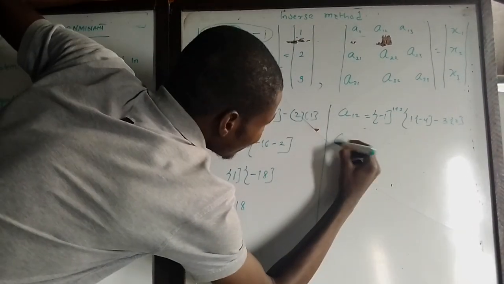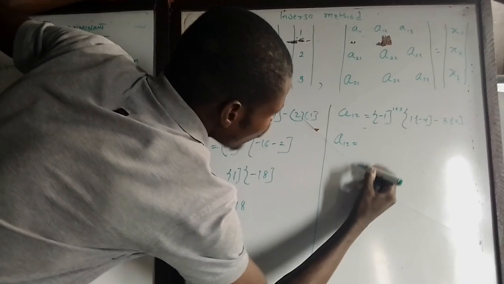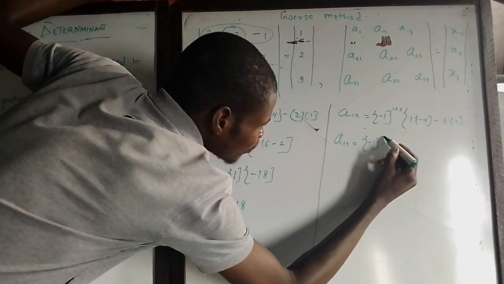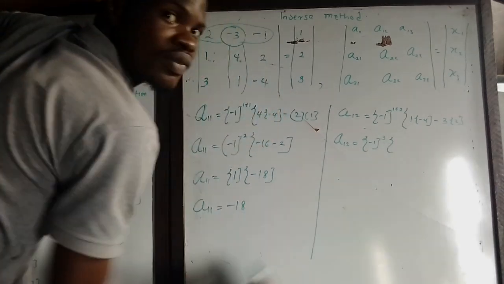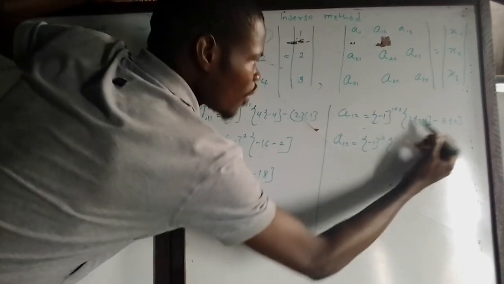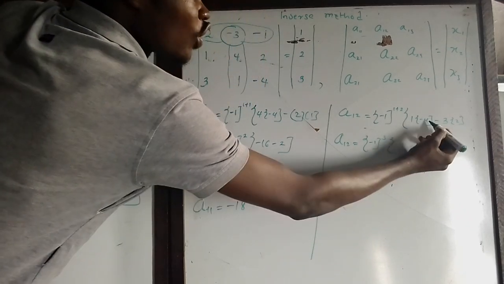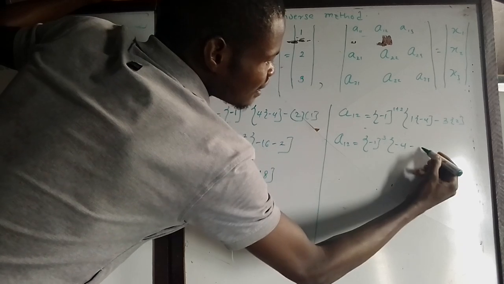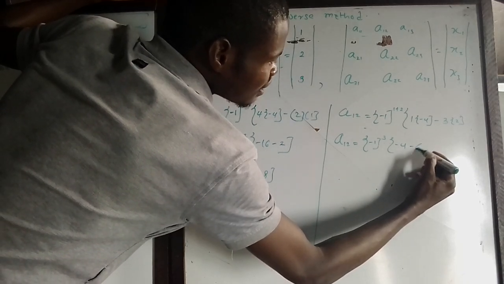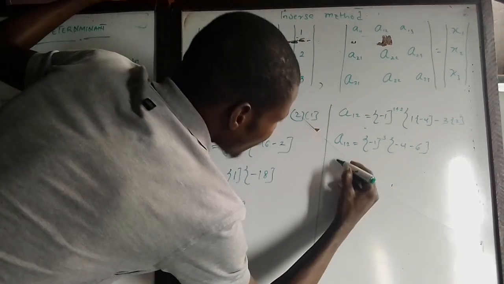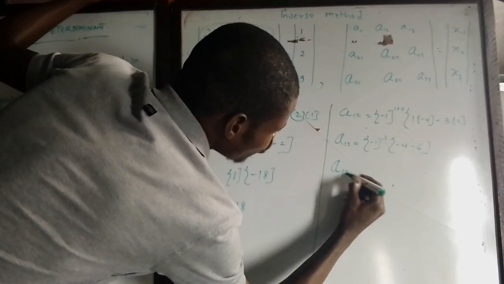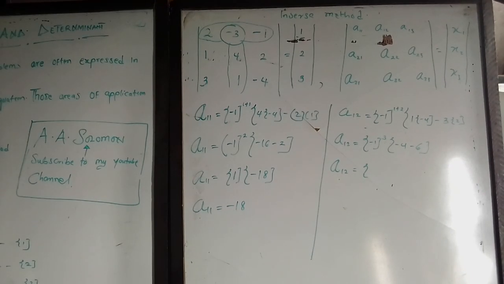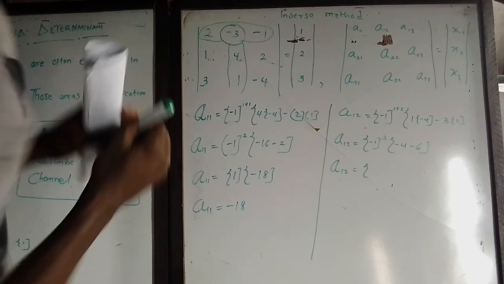We continue. So you are going to have A12 equals 1 plus 2 is what? 3. You are going to have 3. Do you understand? So you are going to say 1 times minus 4 will give you what? Minus 4. Minus 3 times 2 is what? 6. Do you understand? So we are going to have A12 equals minus 1 raised to power 3, which also gives us minus 1.